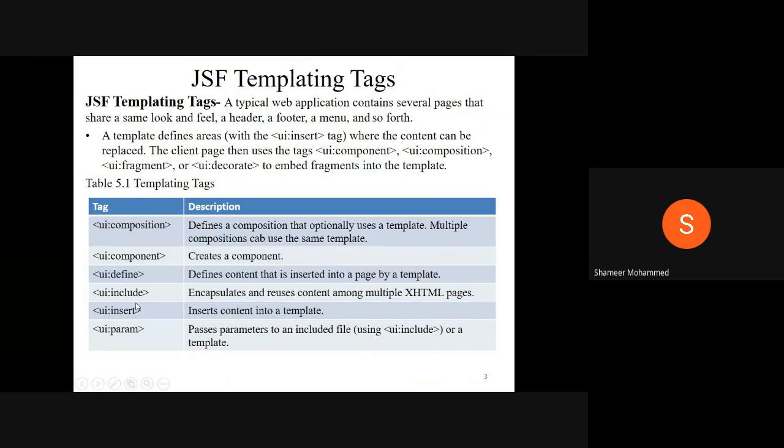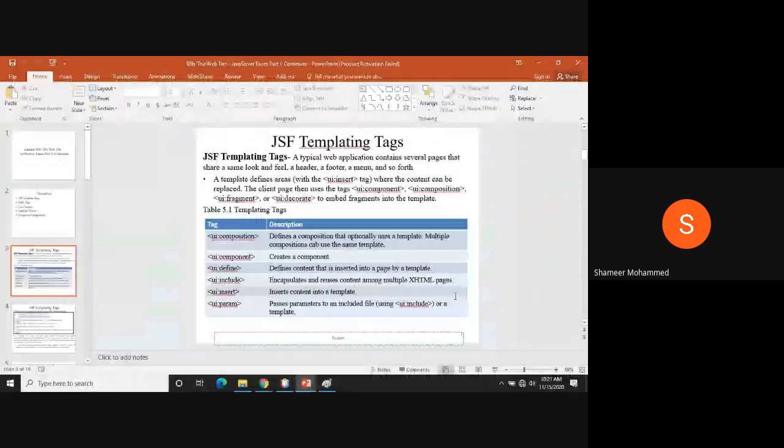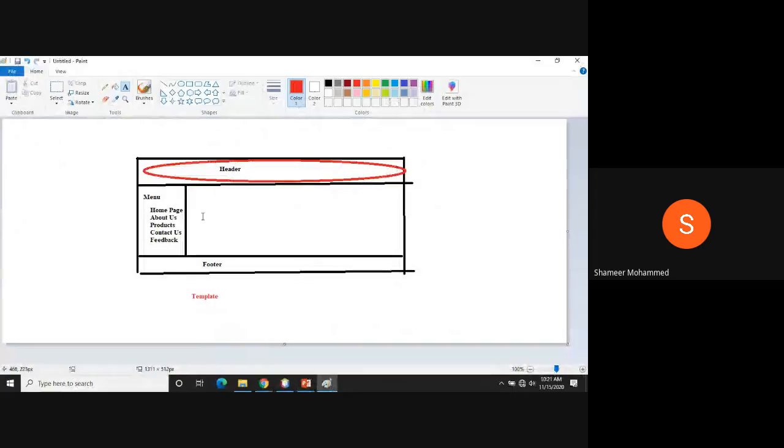Next tag, include. Include means between two pages you are going to put some page. Okay? It encapsulates and reuses the content among multiple HTML pages. The same structure is there like this. Only this middle area will be changing. So I will design the home page. Now you can see this is which page, this one.